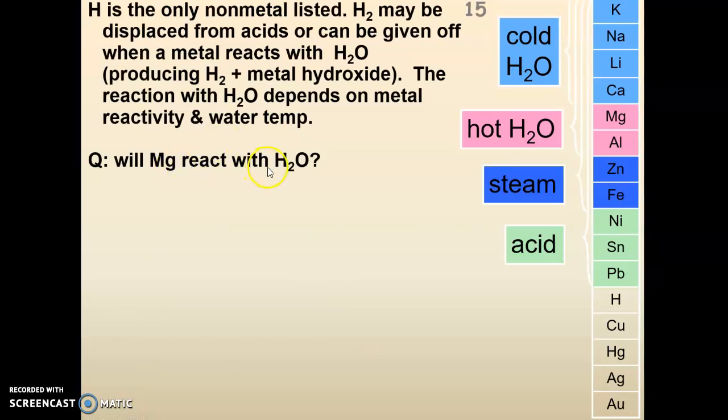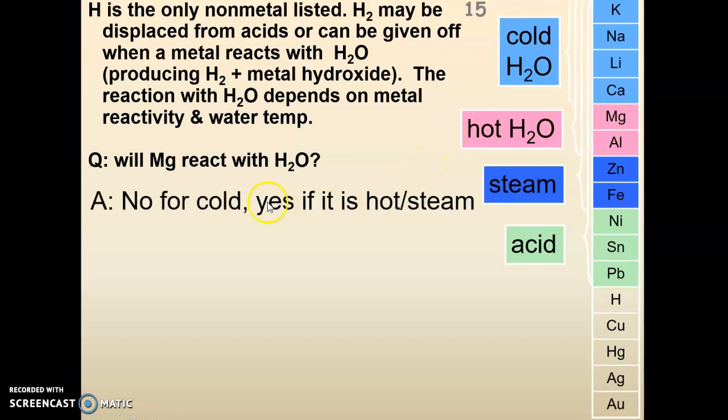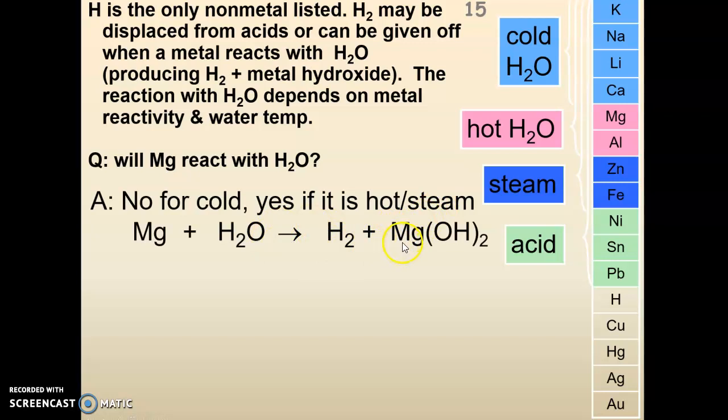Okay, will magnesium react with water? Well, yeah, it will. Now, this says the water would have to be hot. Your reference table doesn't specify that, but you could still find the range. So there you go. Yes, if it's hot or if it's steam. Alright, so that would make products. Magnesium replaces the hydrogen, and it makes magnesium hydroxide.